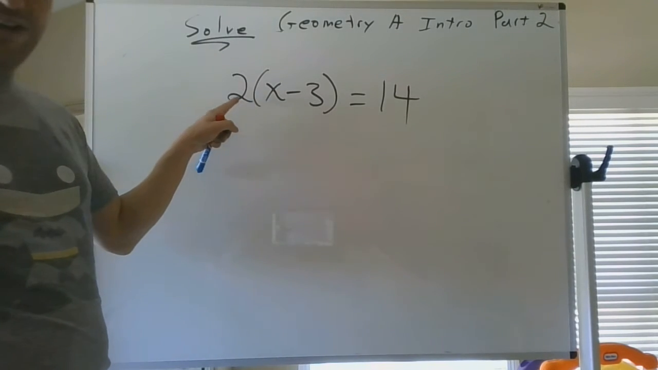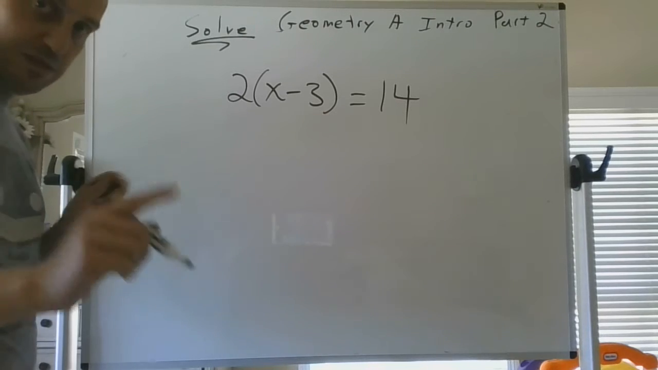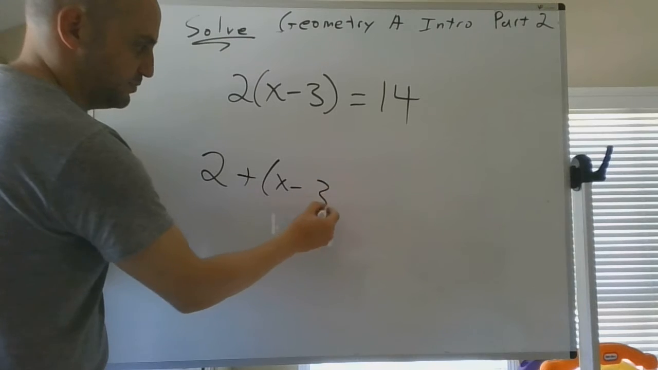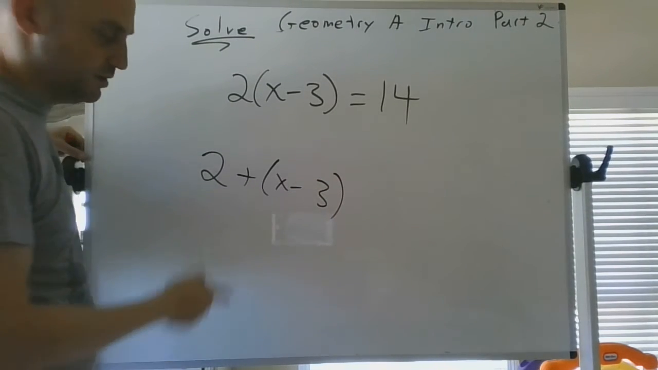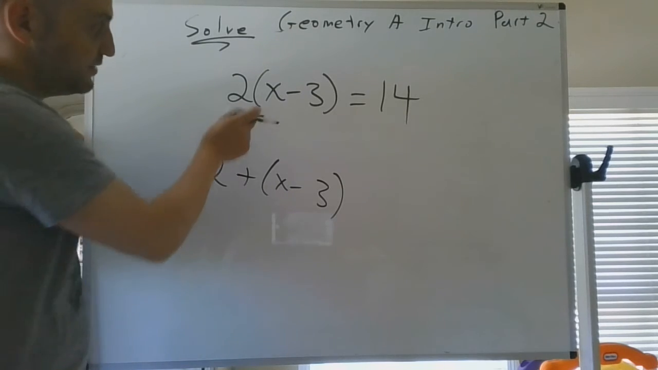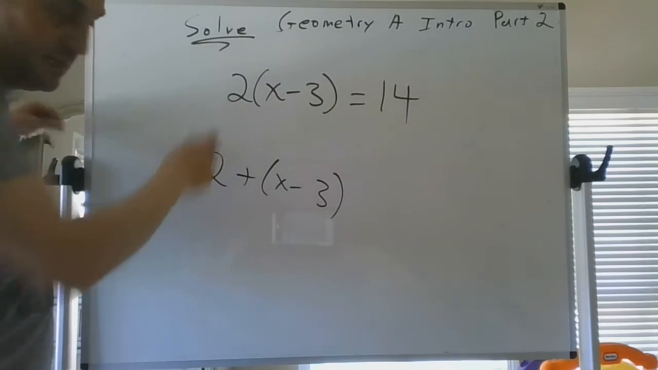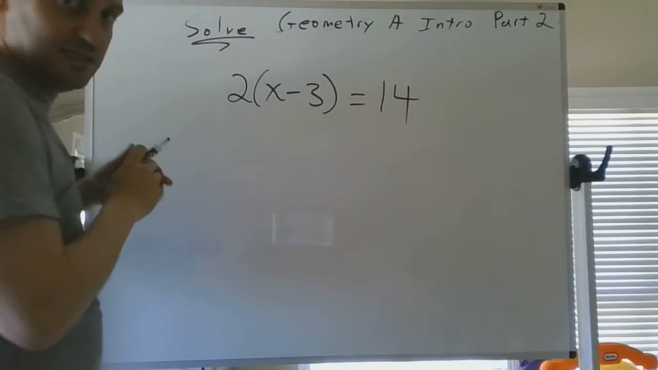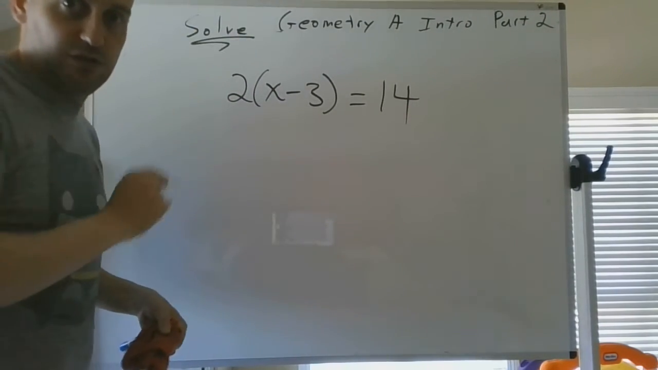When you have a number outside of parentheses, now, let me be clear here. I'm not talking about something like this. If I had written this problem like this, 2 plus x minus 3, well, you're just adding 2 plus x minus 3. That's fine. When you have a number directly outside of a parentheses without any plus or minus or anything like that, okay? When you have something like this, it is called distribution. In other words, you're multiplying.